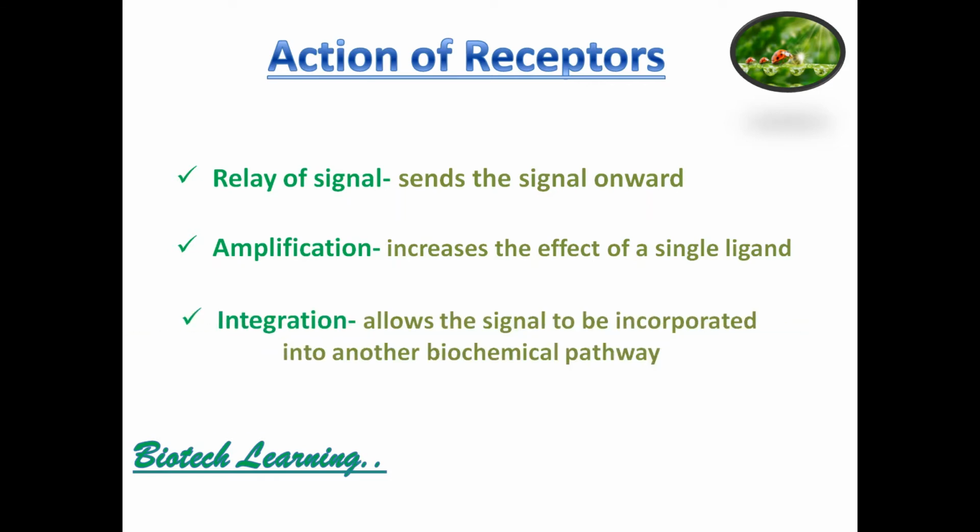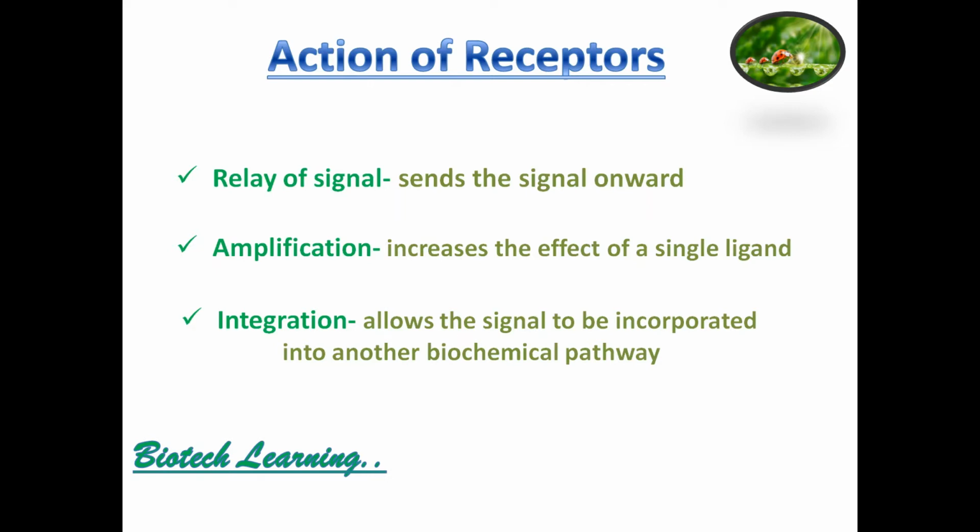And another important property is integration. That is, when the signal or the ligand binds to the receptor, it will cause a sequence of events. This sequence of events or the biochemical pathway is not isolated. It's part of a bigger network. So the binding of a single ligand to a receptor does not just cause one response. It is part of a network, and a molecule in this pathway can be linked to a molecule of other pathways, and there will be a coordinated response. So this is called integration.